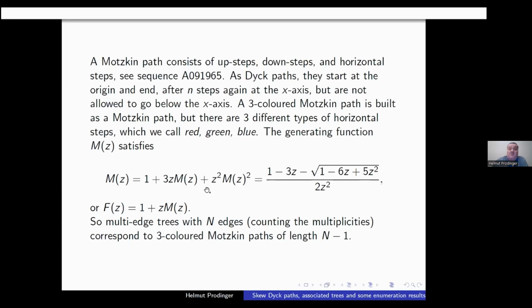So the difference to Motzkin is just this number 3 here, and the quadratic is this one. It's almost the same as always, except that in the beginning it's not the same, and then there's a factor z, so it's shifted. If you translate this into the coefficients, you have that multi-edge trees with n edges, where we count the multiplicities, correspond to 3-colored Motzkin paths, but of length n minus 1.